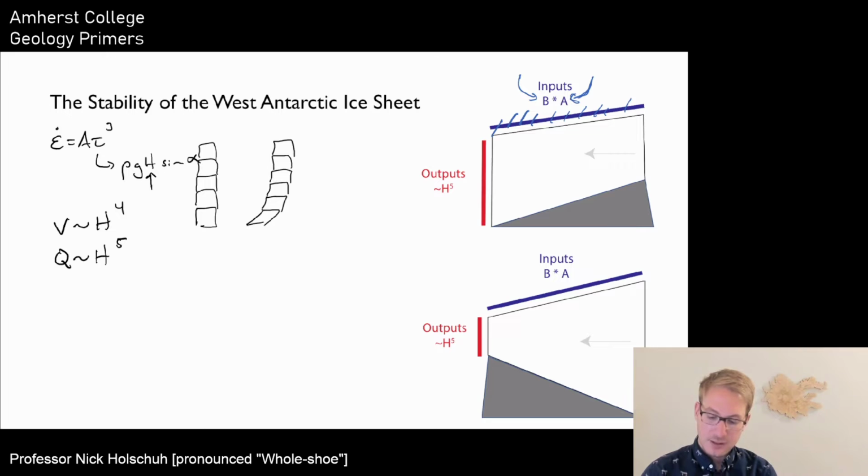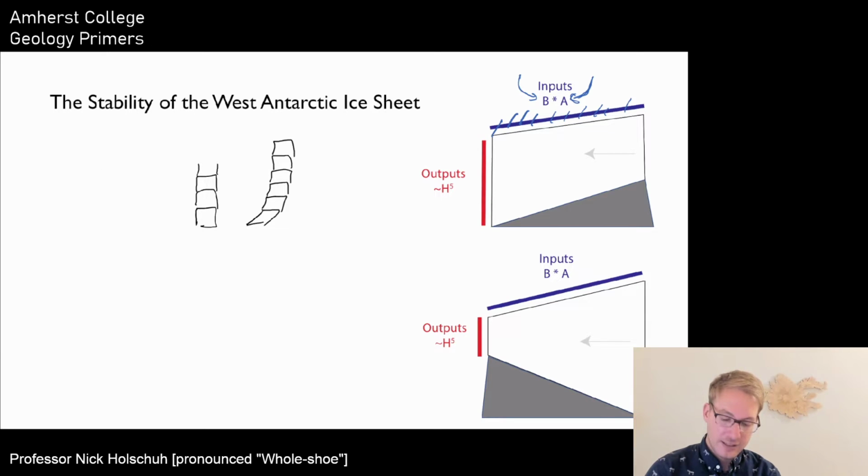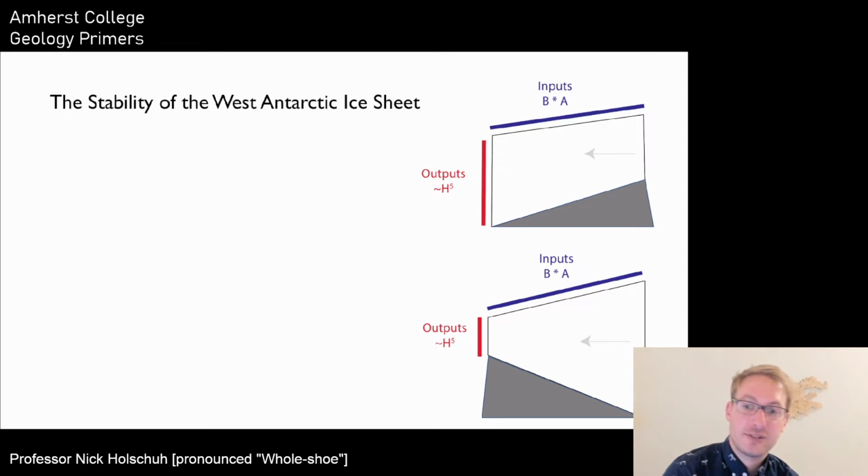Okay, so we've seen the fact that in a glacier system, the output scales something like h to the fifth, and the input scales something like the area times the accumulation rate. Imagine we have a system that's happy, outputs equal inputs, and then we perturb it by doing something like melting off the end of that glacier.